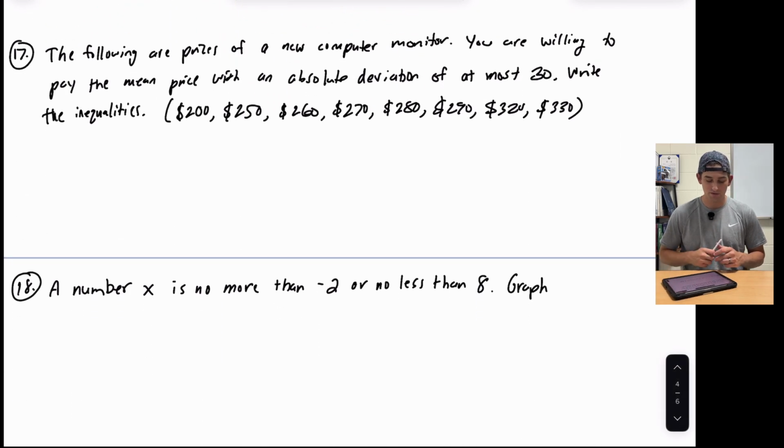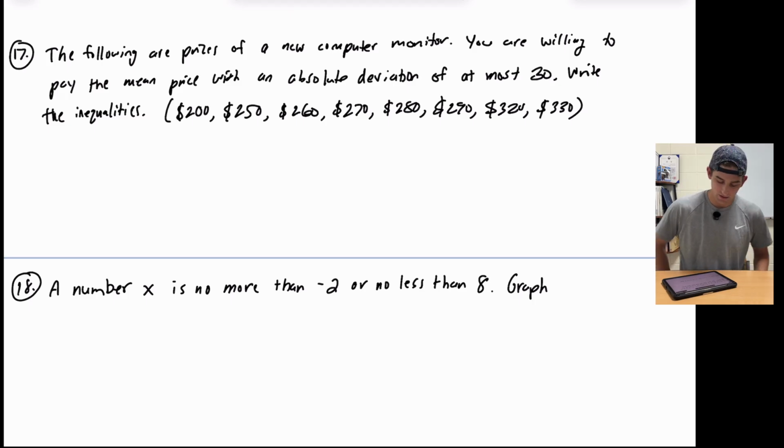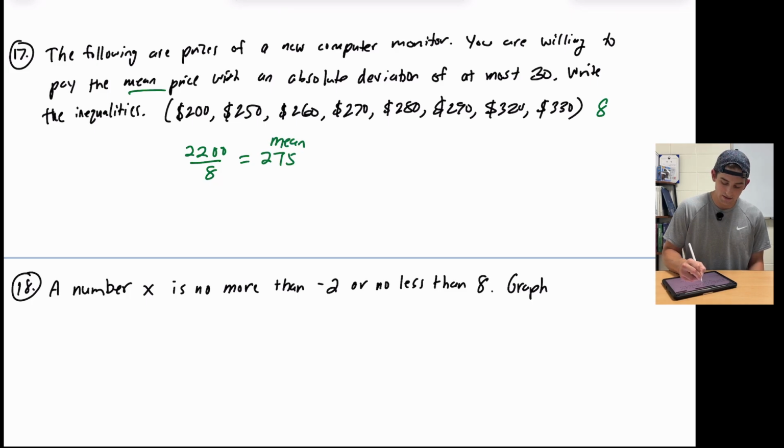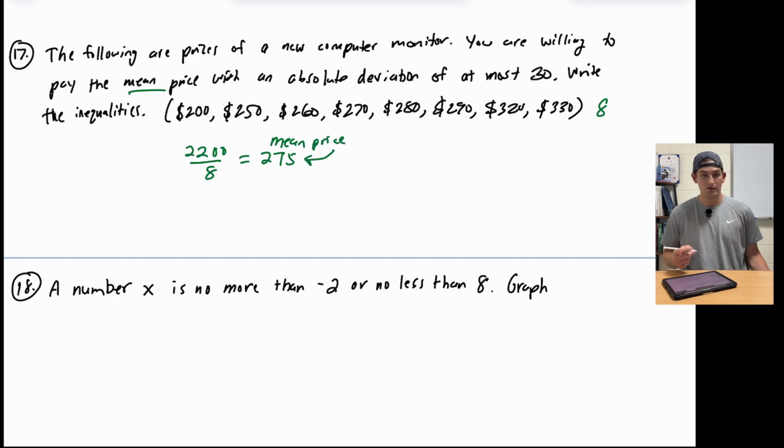All right, number 17, it says the following prices. They are prices of a new computer monitor. We're willing to pay the mean price with an absolute deviation of at most 30. Let's write the inequalities. So mean means average. So it looks like we have 1, 2, 3, 4, 5, 6, 7, 8 values, right? So I did this earlier off screen, but if we add these together, we get 2,200. So it'd be 2,200, and then we're going to divide that by 8 because that's how many numbers we had. And it looks like our average, or the mean price, is $275, okay?